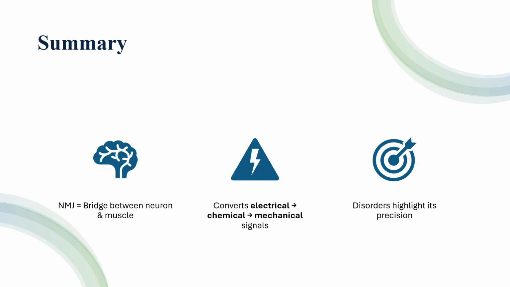So, the sequence flows beautifully. Electrical excitation, chemical transmission, mechanical contraction, and finally, an enzymatic reset. That's the ECM continuum, the essence of your muscular physiology. When this system falters, so does movement. In myasthenia gravis, receptors are destroyed. With botulinum toxin, vesicles can't release. Under curare, receptors are blocked. With neostigmine, we can rescue transmission by prolonging acetylcholine action.